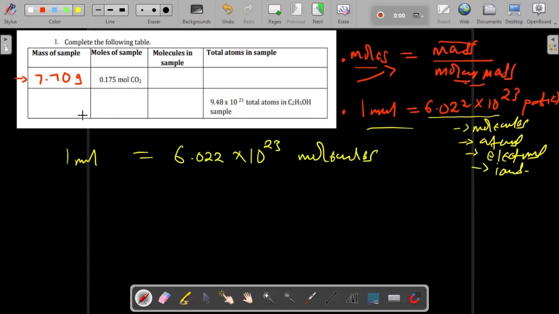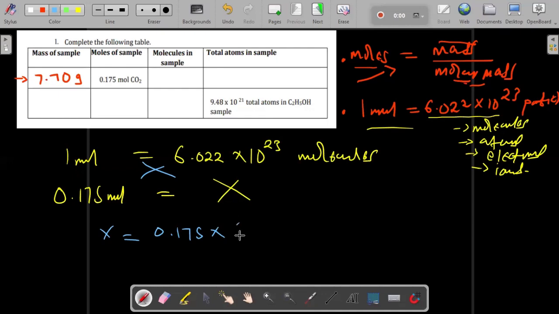Okay, and then since now we have the moles of the carbon dioxide, we are going to say what about 0.175 moles of this carbon dioxide? How many molecules is it going to have? So you cross multiply here. Okay, so when you cross multiply, you're going to get x is equals to 0.175 multiplied by 6.022 multiplied by 10 to the power 23. So the value that you are going to get there will be the number of molecules of this carbon dioxide.